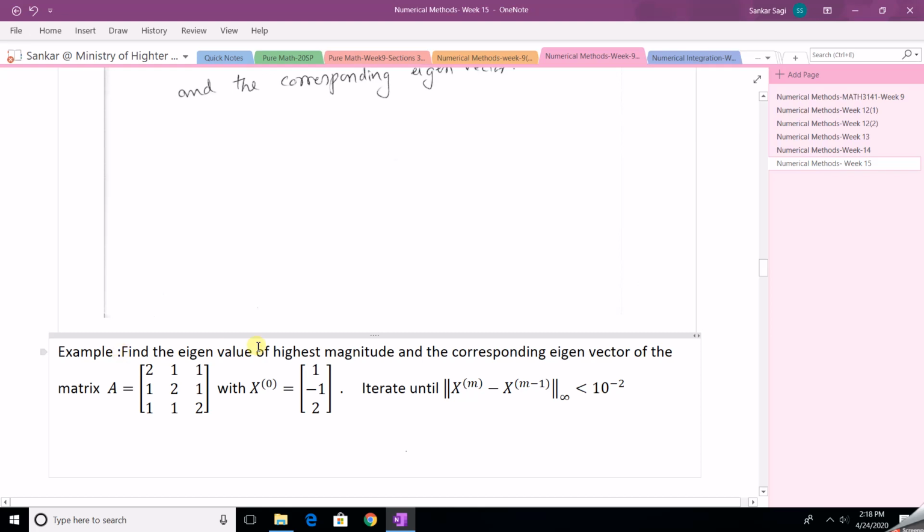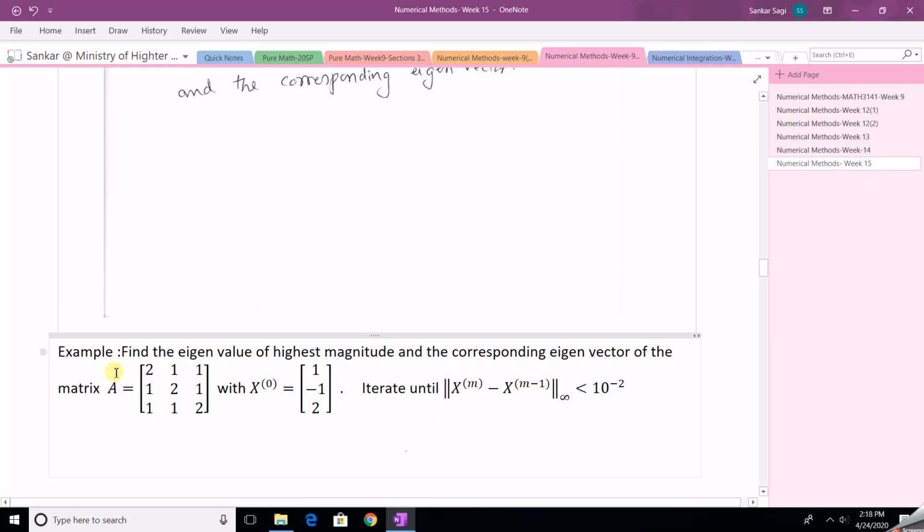Similarly, you can try another example. Find the eigenvalue of highest magnitude and the corresponding eigenvector of the matrix A with x0 equal to 1, minus 1, 2. Iterate until the L infinity norm of x_m minus x_(m-1) is less than 10 power minus 2. Here the number of iterations is not given. Instead, there is a condition given for how long you have to continue.